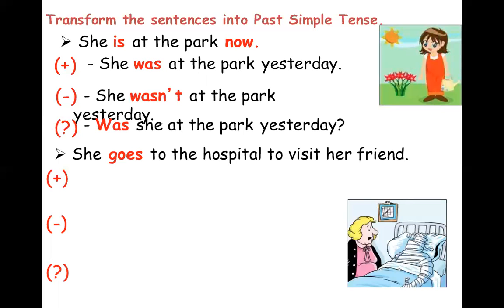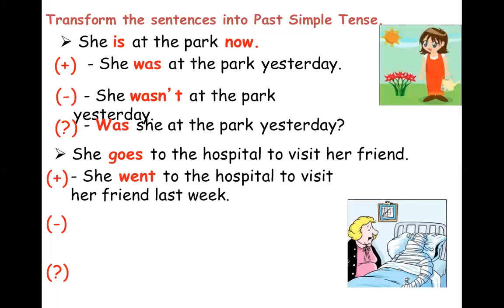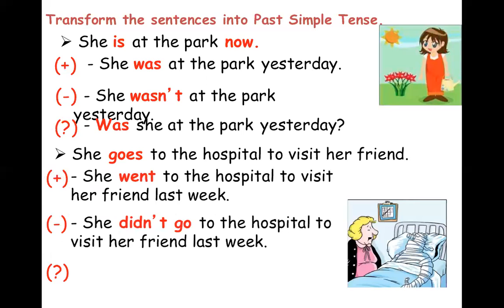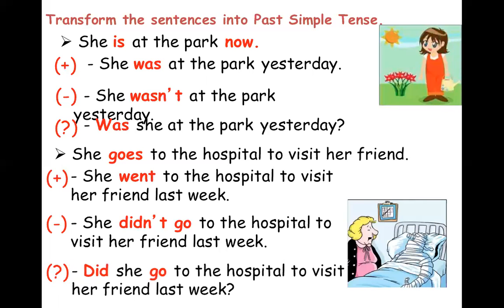Now we have to change the next sentence. She goes to the hospital to visit her friend. Positive. She went to the hospital to visit her friend last week. She didn't go to the hospital to visit her friend last week. Or in interrogative, did she go to the hospital to visit her friend last week? Look that we change the structure depending on if it's positive, negative, or interrogative form.